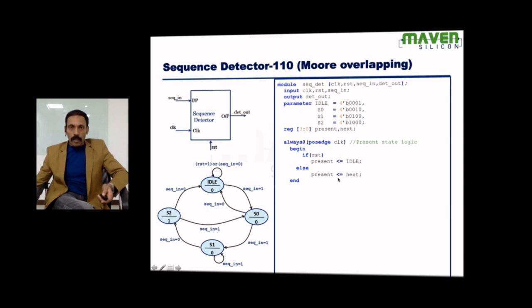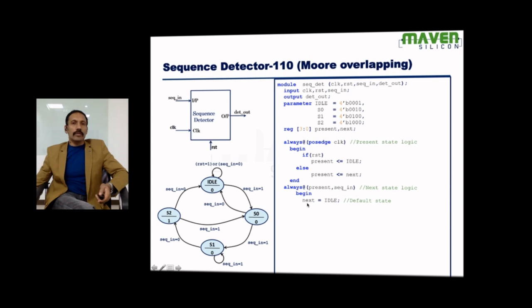We are using non-blocking because this is sequential logic. This is sequential logic because there is a clock in the sensitivity list. Always at, with this sensitivity list, this is combinational. It's called next state logic, next state decoder. To produce next state, we need two things. One is present state, the other one is input. That's how we are going to define the transition.